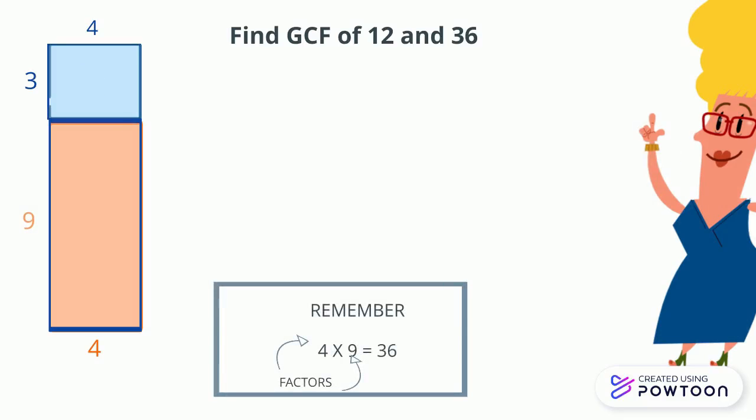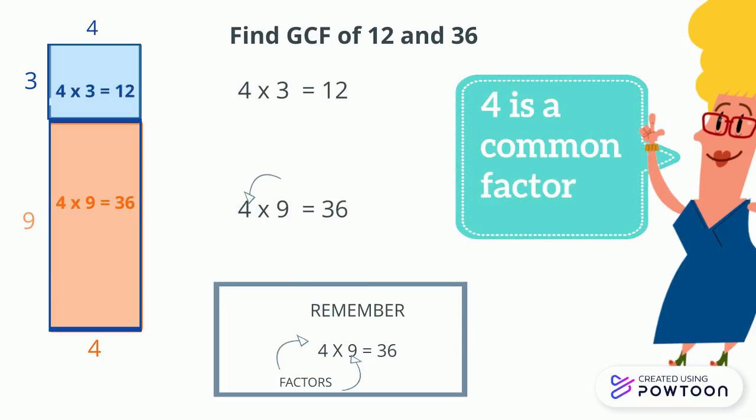From using rectangles to model my GCF, I now have seen my factors in pairs of 4 times 3 and 4 times 9. And I can see from here that my common factor is 4. So the question is, what's the greatest common factor?